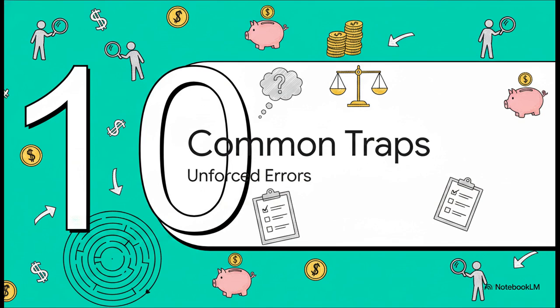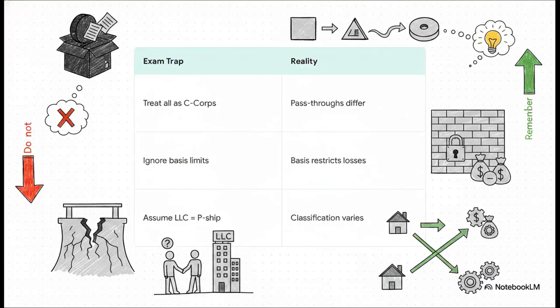Section 10. Common REG exam traps. As we wrap up this explainer, I want to warn you about the test maker's favorite unforced errors. These are the classic traps candidates fall into when they lose sight of who the taxpayer is. Now, what's really interesting about this slide is that avoiding these specific traps is vastly more important to your passing score than memorizing tiny exceptions.